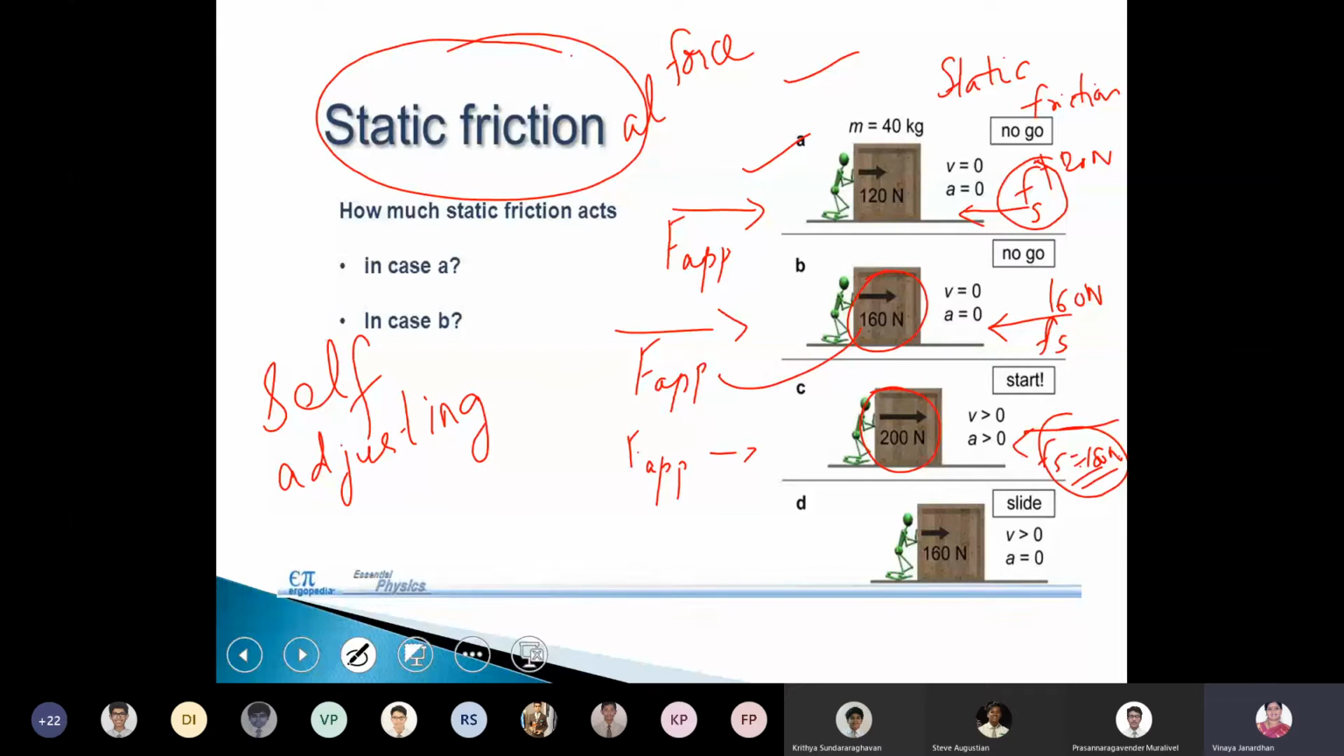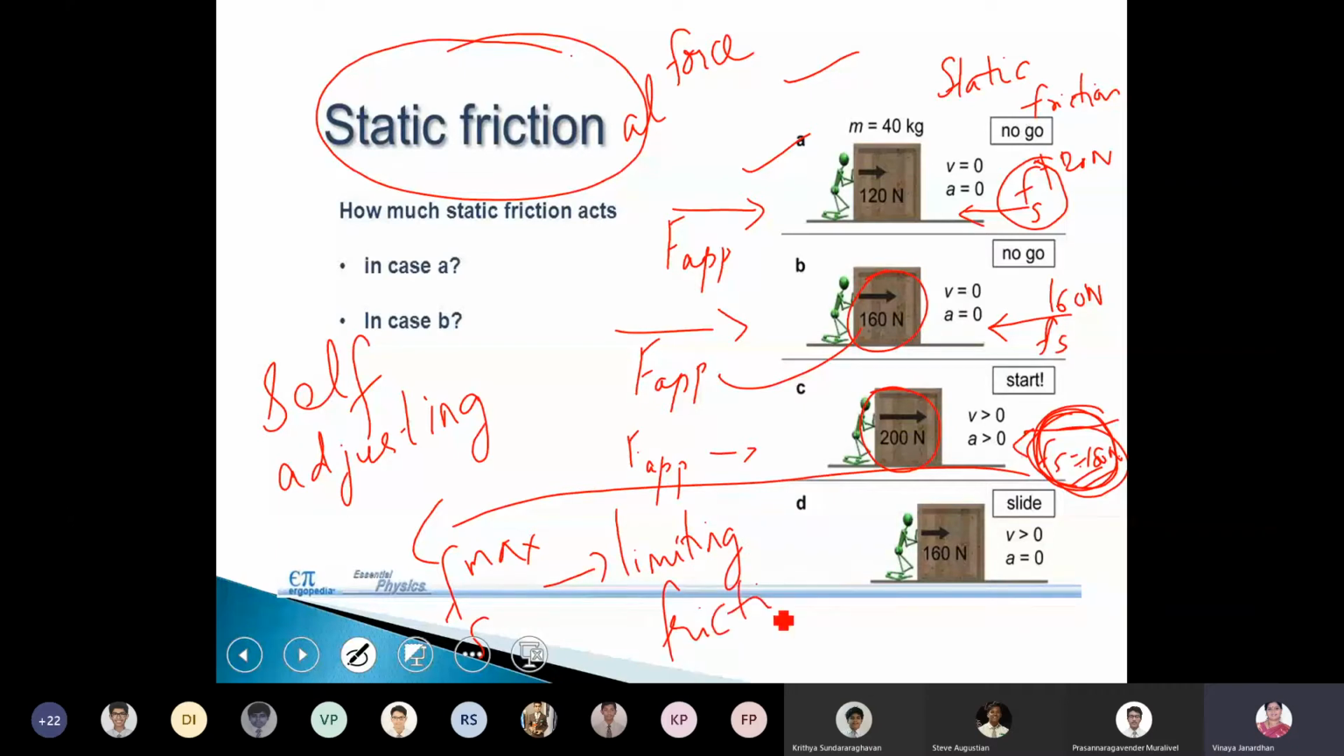Now both are unbalanced forces. So now the body just begins to slide. This value of your frictional force, when the body just begins to slide, we call Fs maximum, the maximum static frictional force, right? The maximum static frictional force that comes into play, or the maximum frictional force that comes into play the moment the body begins to move or slide, we call it limiting friction. Is that clear between static friction and limiting friction?